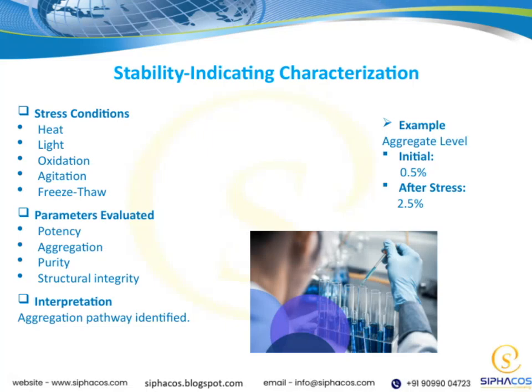Let's look at an example of stability indicating characterization. We start by measuring aggregates. Initially, they're at 0.5%. After applying stress, like heat, light, oxidation, agitation, or freeze-thaw cycles, aggregation rises to 2.5%. We evaluate key parameters, potency, aggregation, purity, and structural integrity. From this, we can identify the pathway that leads to aggregation, giving us insight into how the product changes under stress. This helps guide formulation and storage decisions.